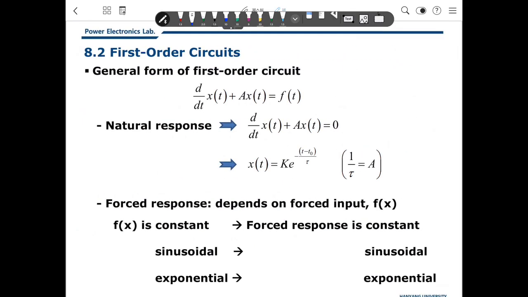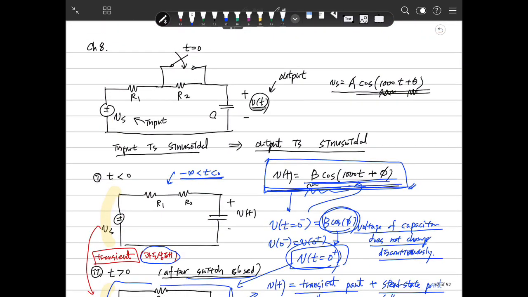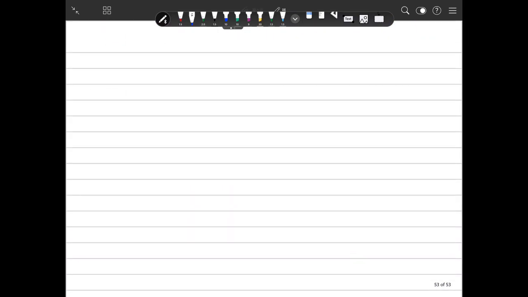I will give you the very general form of a first order circuit. This is very important. I recommend you remember this. I mean, you need to study it very carefully. I will briefly show you how to solve a first order differential equation. I'll give you the general form here.